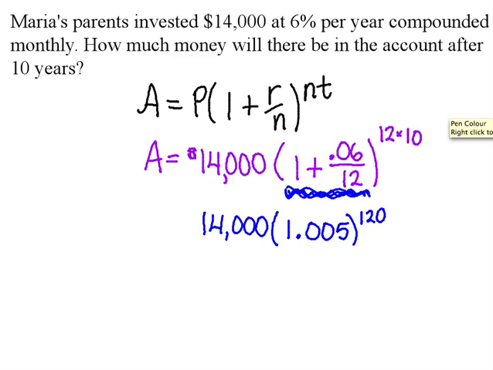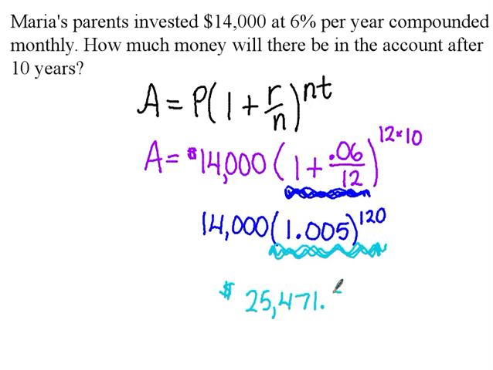What do we have to do first? 10 to the power. Yep, you have to do this first. So the 14,000 is the absolute last thing you're going to do. So 1.005 caret 120. Take that times 14,000 and how much money does Maria now have? $55,471.55. Okay, so not too bad.